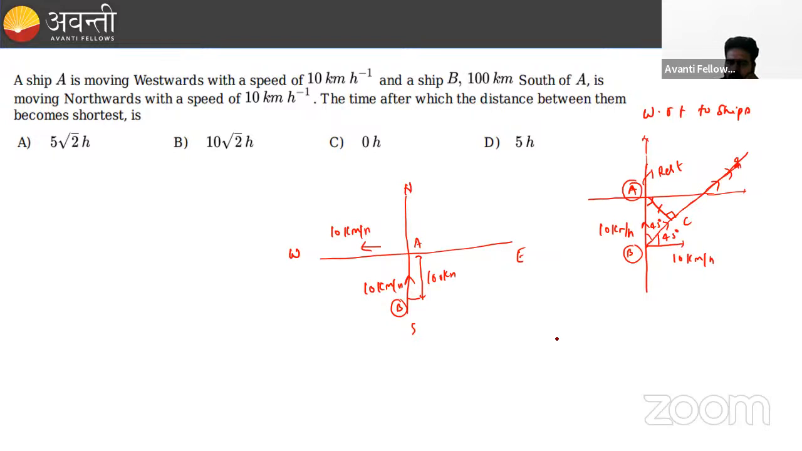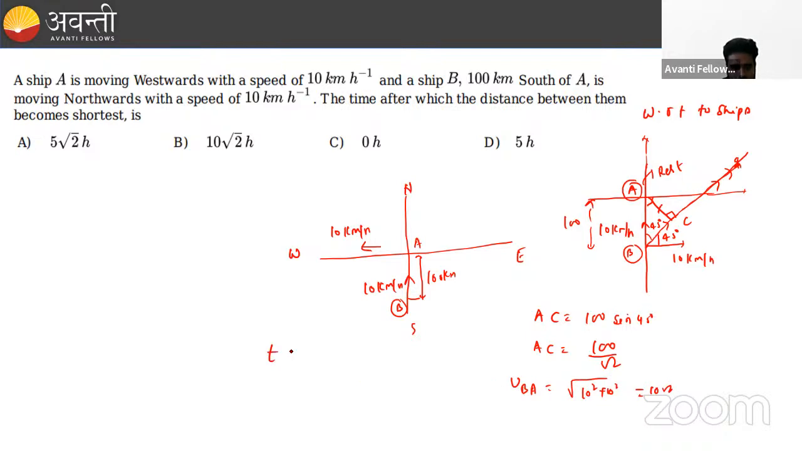So in this triangle, AC can be written as 100 sine 45, since this distance is 100. So AC is 100 sine 45, that is 100 upon root 2. What is the time to cover this distance? Then we have to know the relative velocity. The velocity of B with respect to A is the resultant of 10 and 10, which is the square root of 10 squared plus 10 squared, that is 10 root 2.